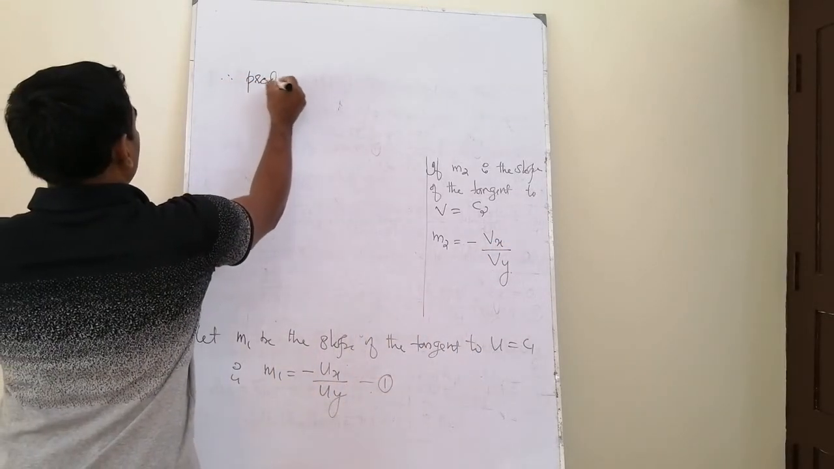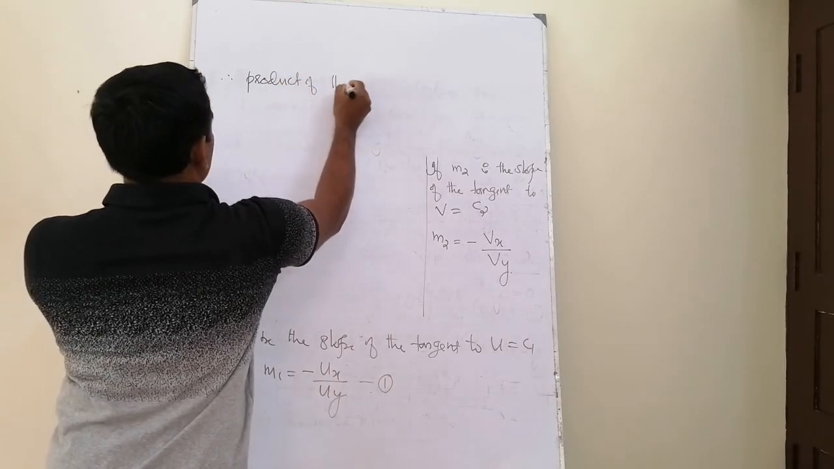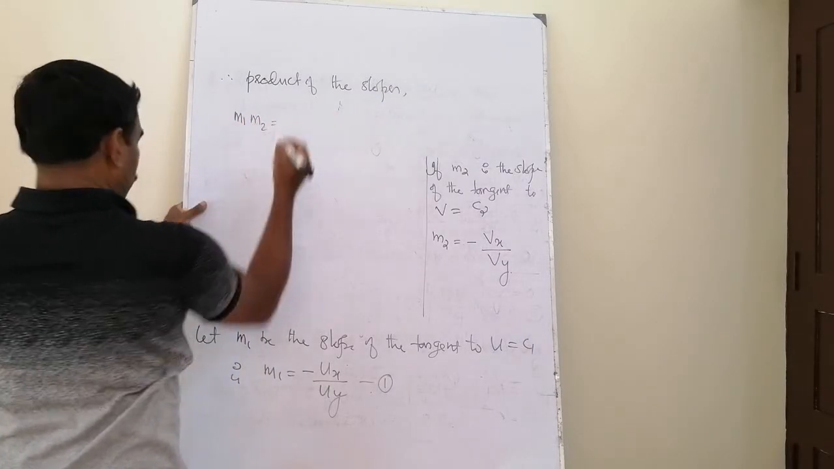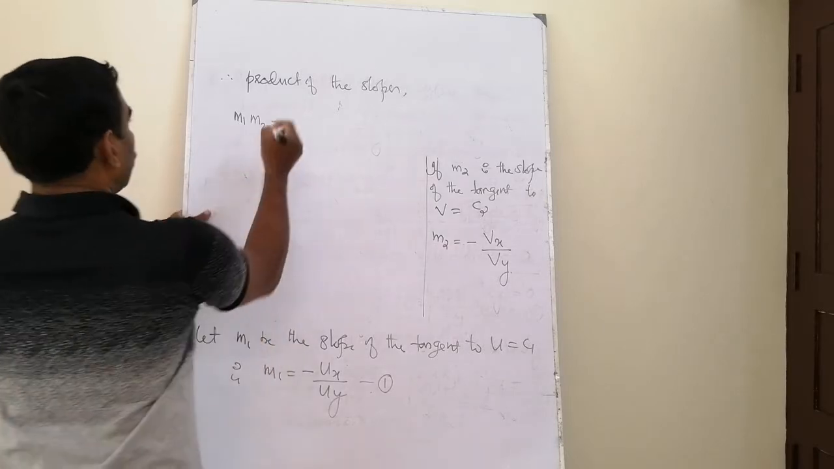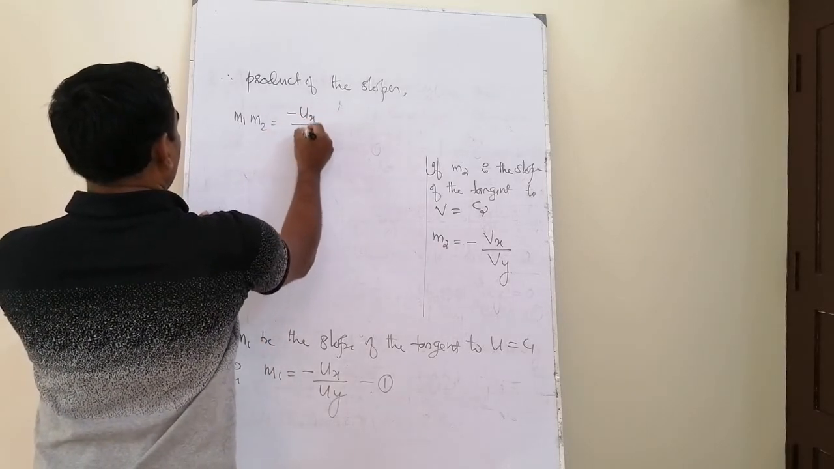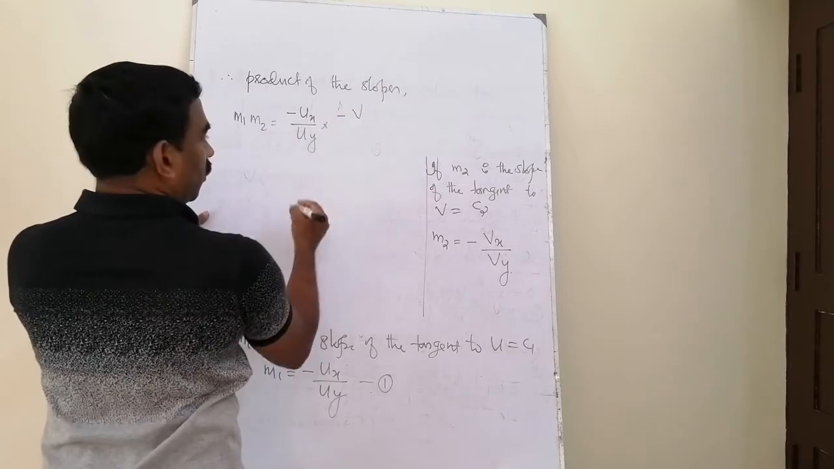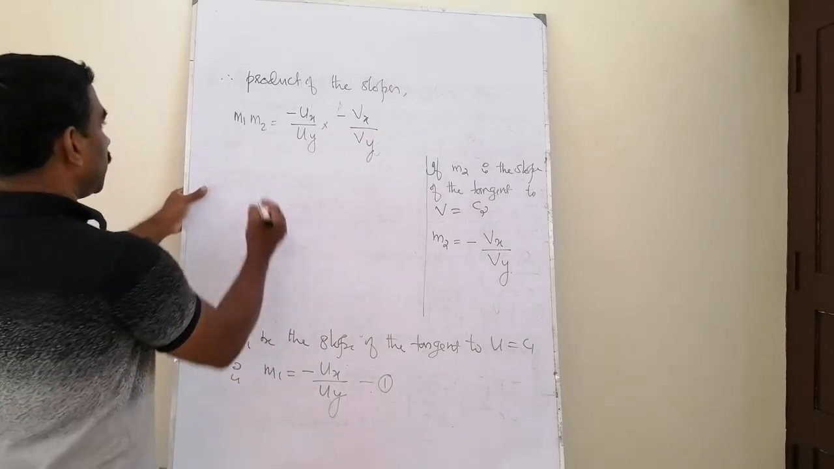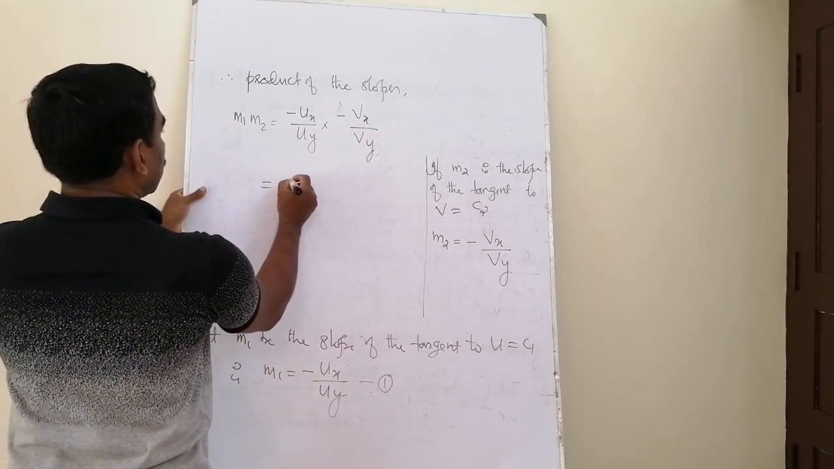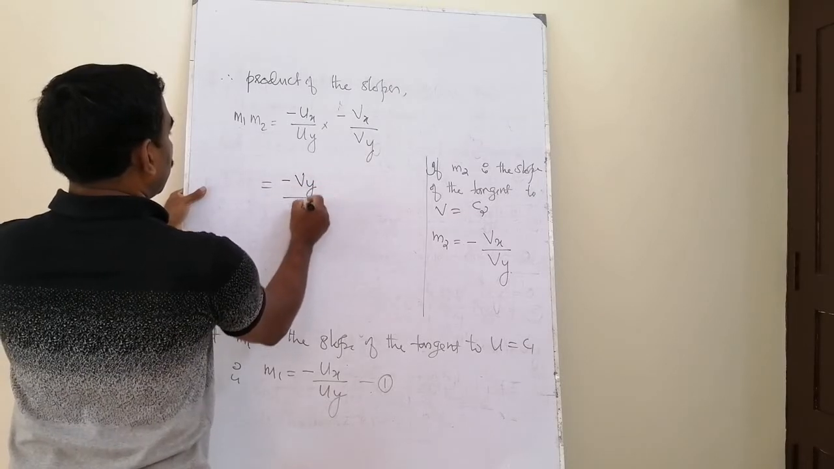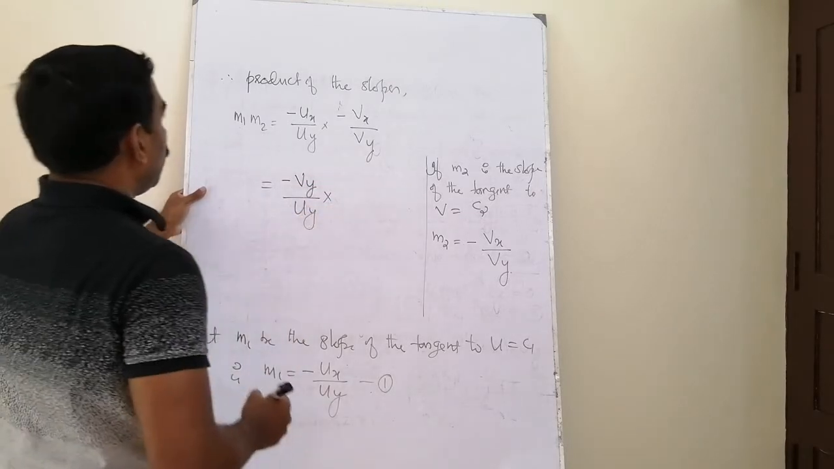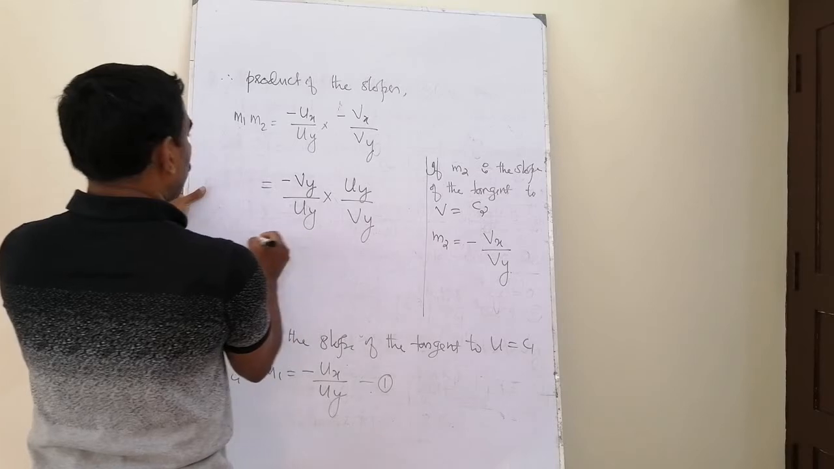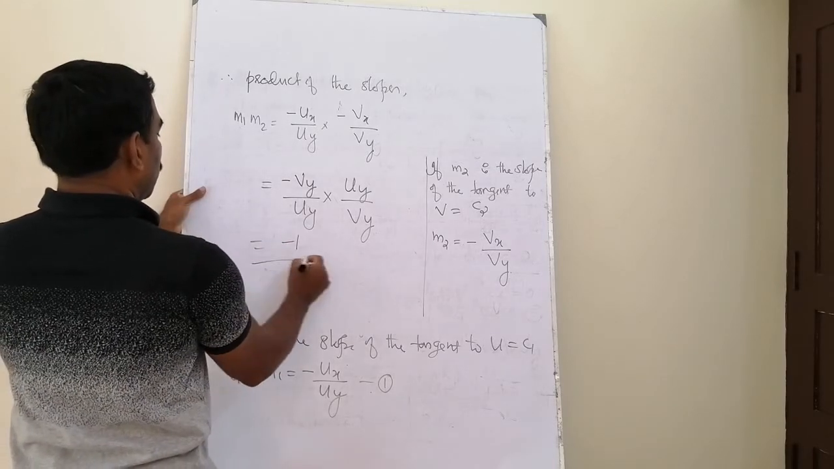Therefore the product of the slopes m1 m2 is equal to minus ux divided by uy, into minus vx divided by vy. Now since f is analytic, we can apply the Cauchy-Riemann equations. Ux is equal to vy and uy is equal to minus vx. So the product is minus vy divided by uy into minus vx divided by vy, which is equal to minus 1.